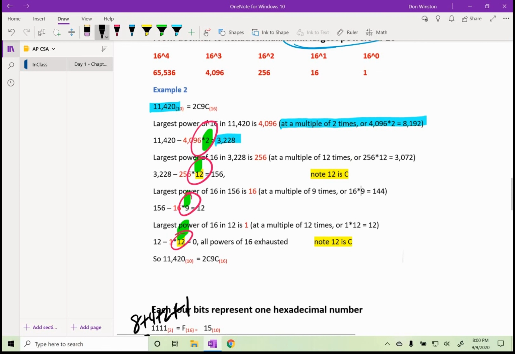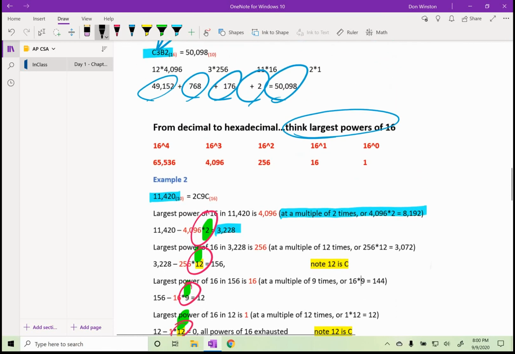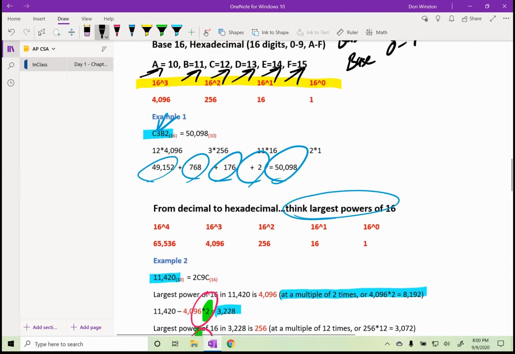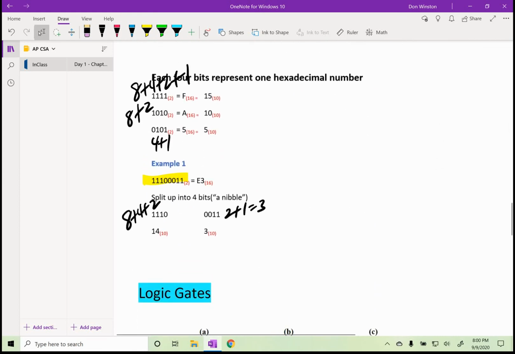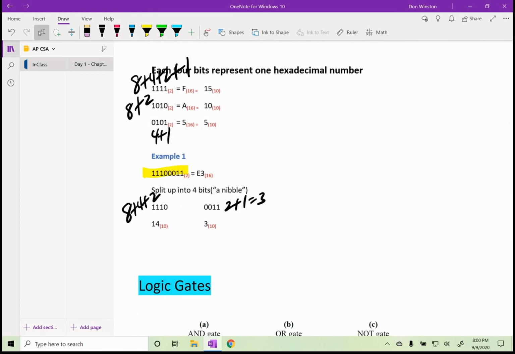Let me see if I go back up here. Yeah, 14 is E. All right, so 1, 1, 1, 0, 0, 0, 1, 1, base 2 is E3, base 16.